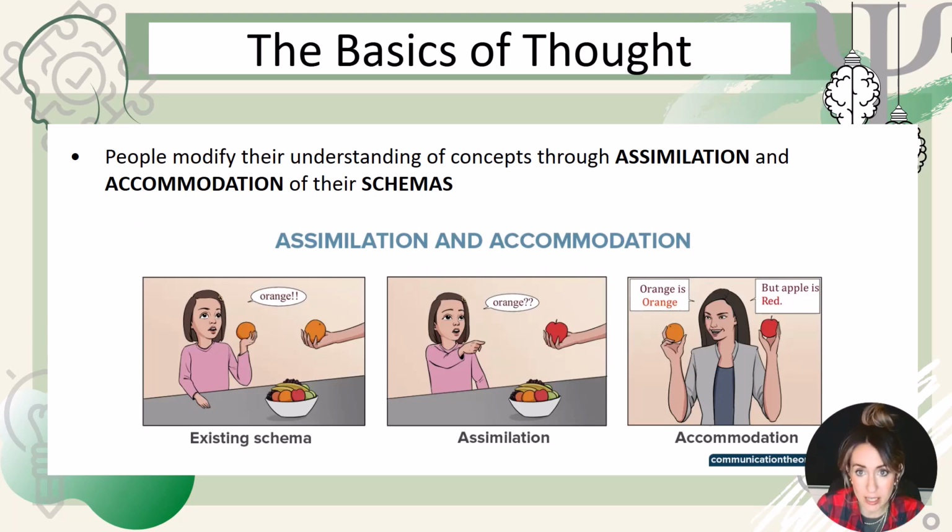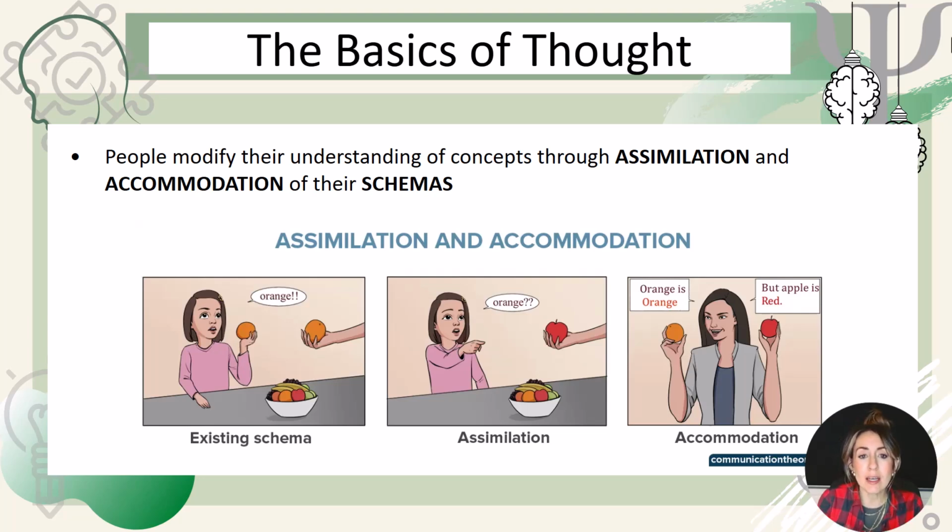Then she sees an apple, which has a lot of similar characteristics, and she says orange, right? So she's trying to assimilate this new fruit into her old understanding. And her parent, or whoever's in the room with her, is saying, no, an orange is orange and an apple is red. And both of them are fruits, right? So that's the concept of fruit. However, they are different fruits. So she's changing, she's accommodating her schema of fruit.